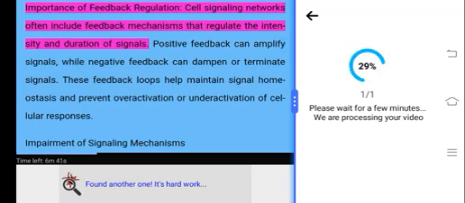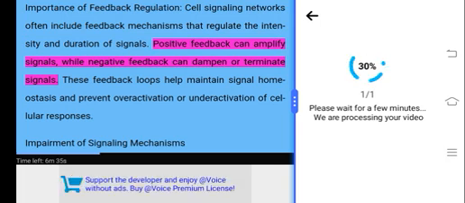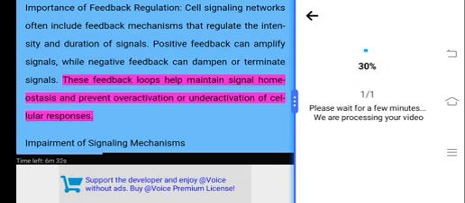Feedback regulation. Cell signaling networks often include feedback mechanisms that regulate the intensity and duration of signals. Positive feedback can amplify signals, while negative feedback can dampen or terminate signals. These feedback loops help maintain signal homeostasis and prevent overactivation or underactivation of cellular responses.